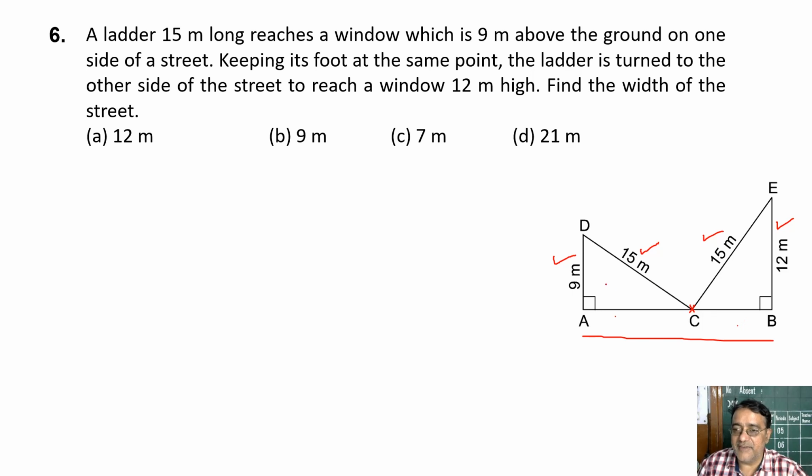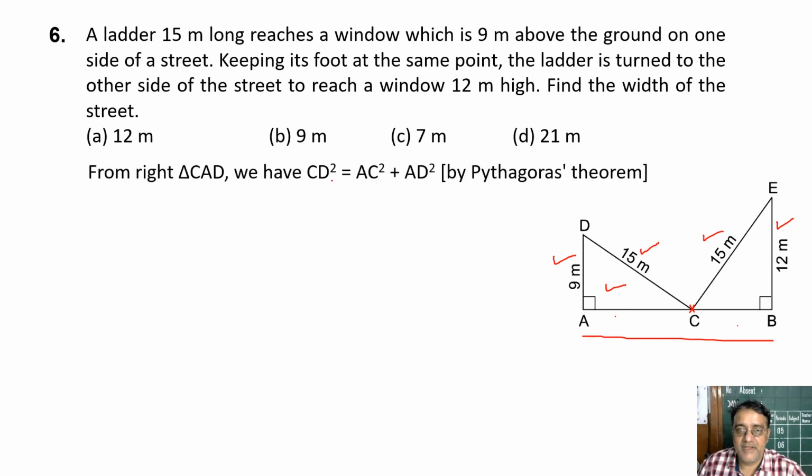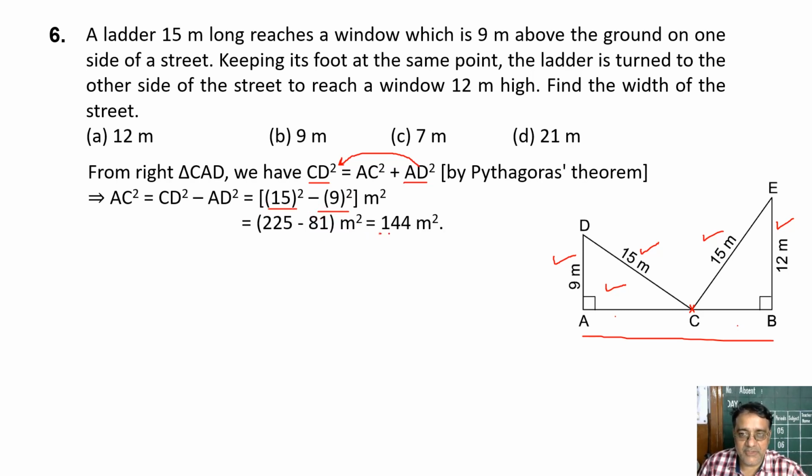So let us start with the first triangle, triangle ACD. So CD square is equals to AD square plus AC square. So CD is given 15 and AD is given 9. Okay. Otherwise, what we can do, we can shift this to this side. Then we can substitute. That is 15 square minus 9 square. So 225 minus 81. This is equals to 144. So इसका square root 12.